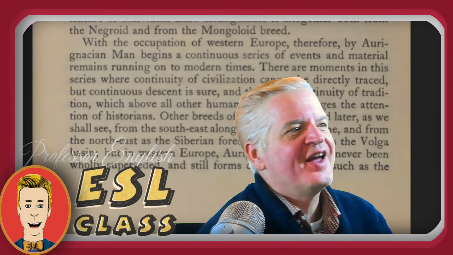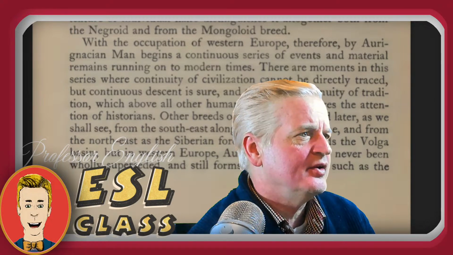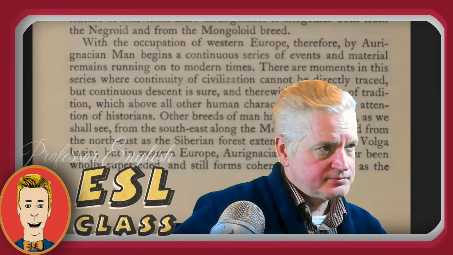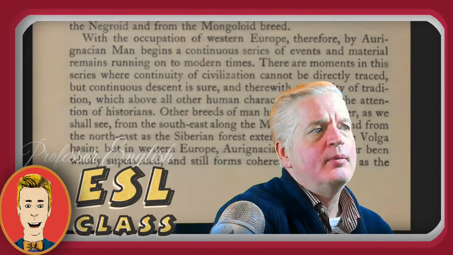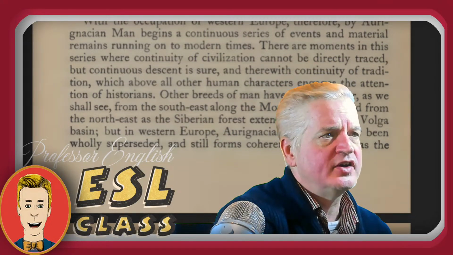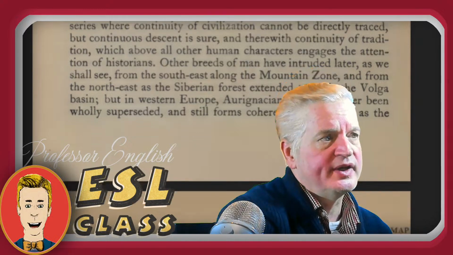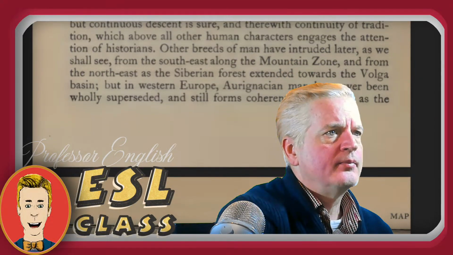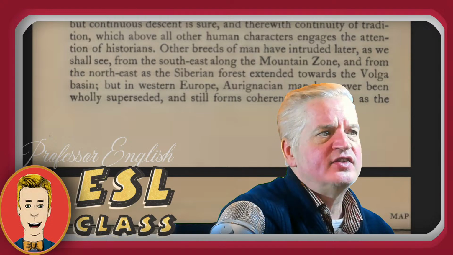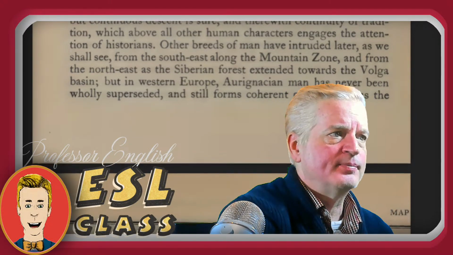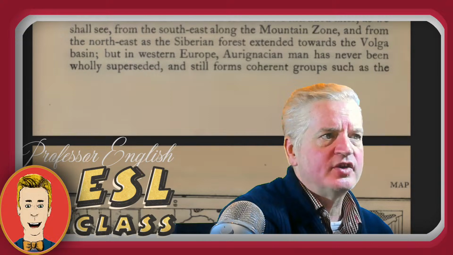Okay, let's see. With the occupation of Western Europe, therefore, by Aurignacian man begins a continuous series of events and material remains running on to modern times. There are moments in this series where continuity of civilization cannot be directly traced, but continuous descent is sure, and therewith continuity of tradition, which above all other human characters engages the attention of historians. Other breeds of man have intruded later, as we shall see, from the southeast along the mountain zone, and from the northeast as the Siberian forests extended towards the Volga basin. But in Western Europe, Aurignacian man has never been wholly superseded and still forms coherent groups.